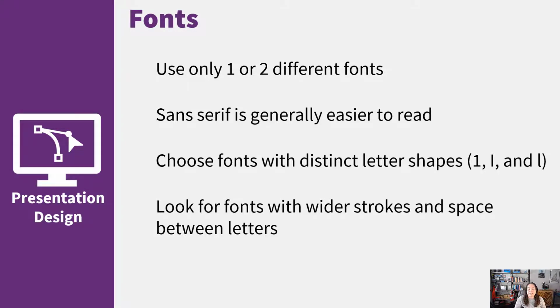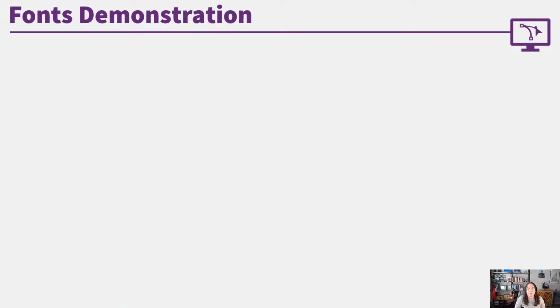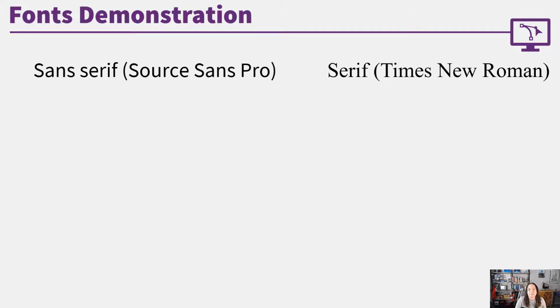We want to look for fonts that have wider strokes. Not that our letters need to be necessarily wider, but the lines that make up the letters are wider. And we also want to make sure there are space between the letters. Some fonts have letters that are connected, and that is often harder for people to read. So let's look at a demonstration of various fonts so we can see why this might affect readability.